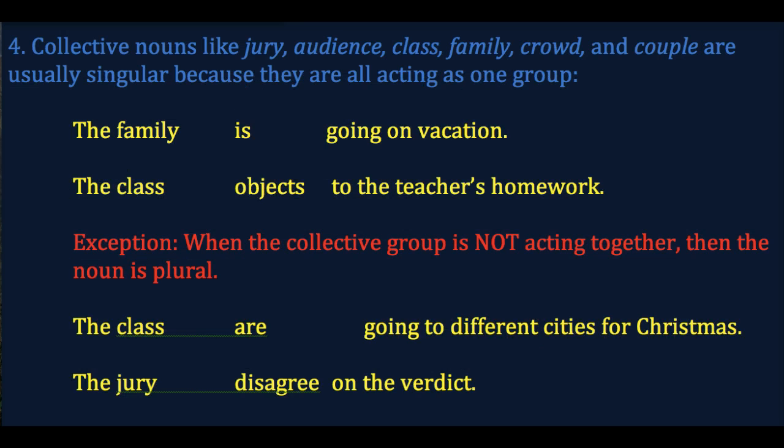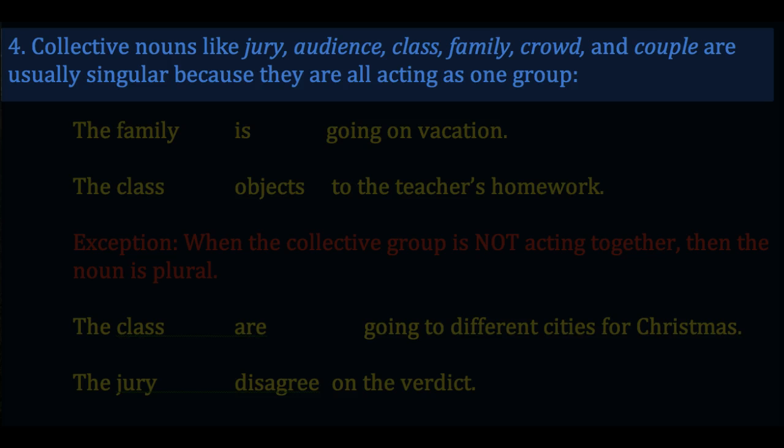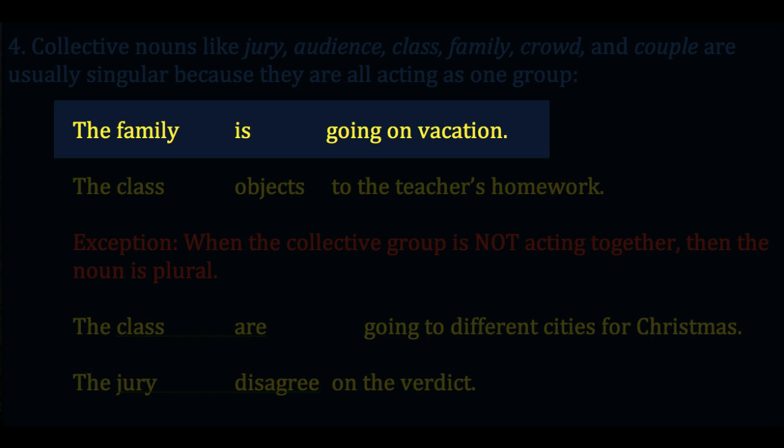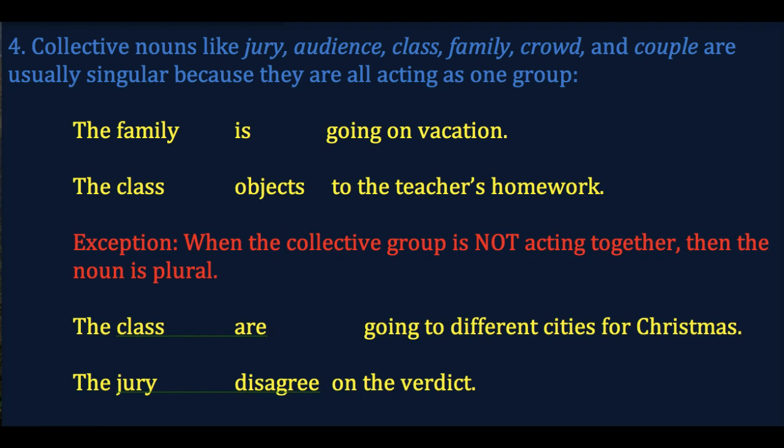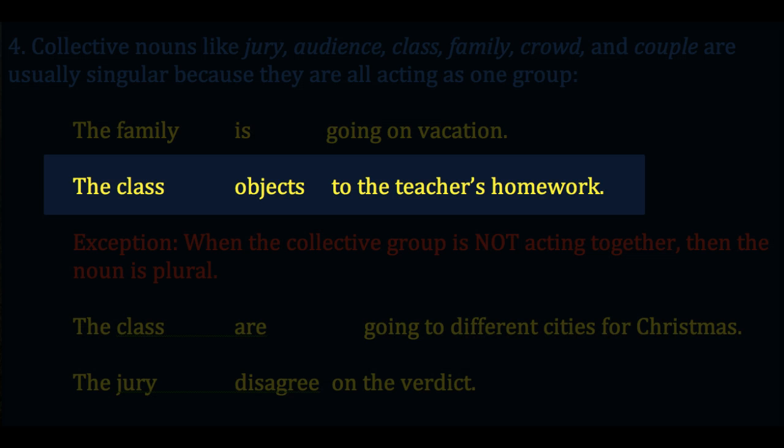Now in the same way, there are some collective nouns that can be singular or plural. They usually are singular. These are nouns like jury, audience, class, family, crowd, couple, nouns that are made up of more than one person, but most often they are acting together, and when they are singular, they are acting as one group. Like the family is going on vacation. All 7 people are going to one place. That makes it singular. The class objects to the teacher's homework. All 20 students collectively object to the teacher's homework. They're acting as one. That makes it singular.